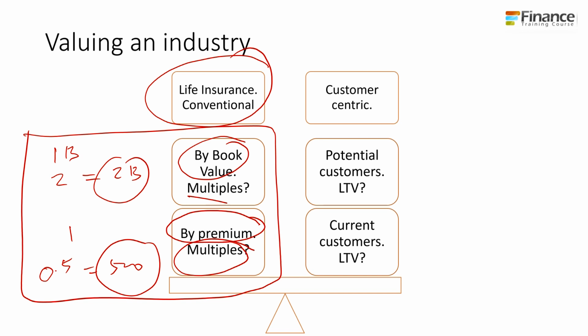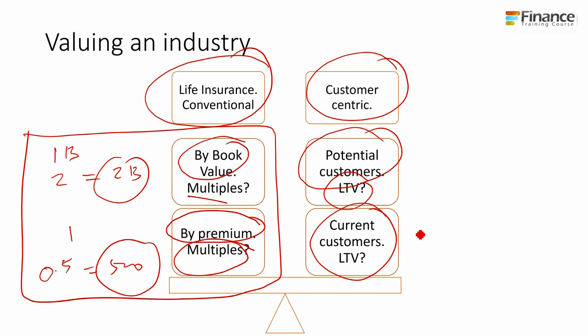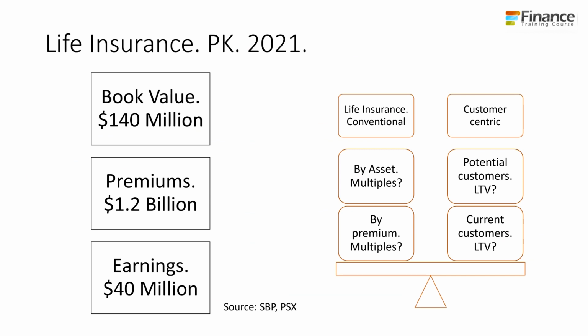The non-conventional, customer-centric approach would be: how many potential customers do we have, what's their LTV, current customers' time LTV, and that gives me an estimate for the valuation number for that industry. So if I look at the life insurance industry, my metrics are very simple, on the conventional side, and we're talking about Pakistan as of 2021.